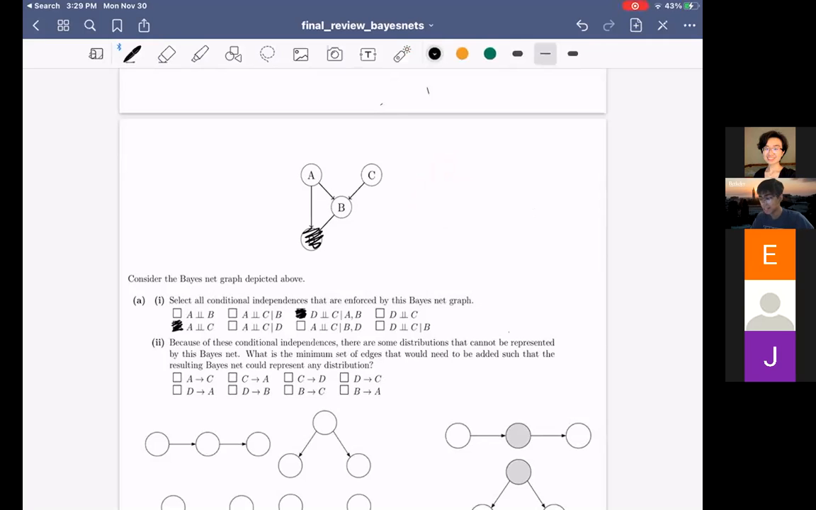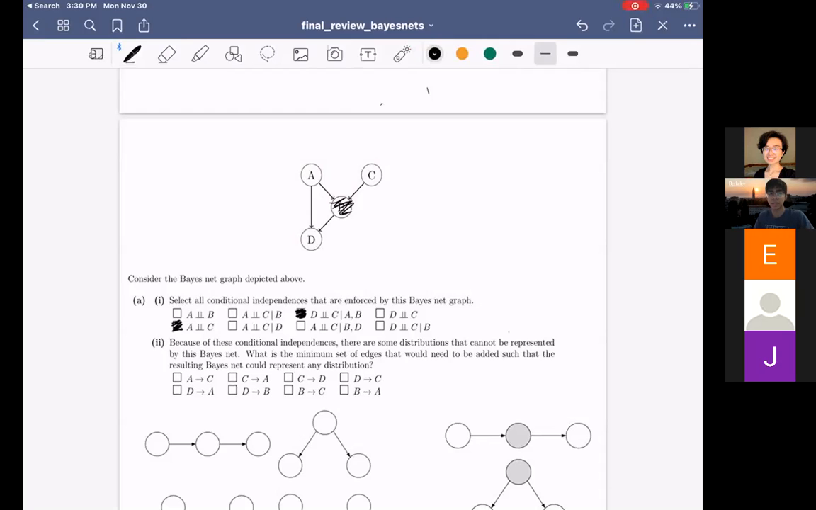Okay, is A independent of C given B and D? Given B and D? No, because there's this path active. And then finally, is D independent of C given B? This one is blocked. And this one is not blocked. So both of these triples are active. So therefore, D is not independent of C, not guaranteed to be independent of C.